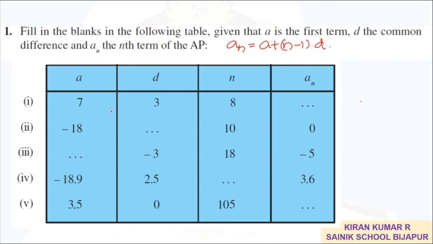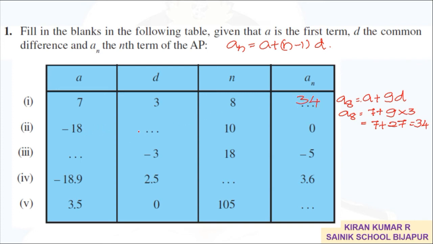Look at the first question. They have given a, d and n. We need to find an. an is a8, which is a plus 7d. So a8 will be equal to 7 plus 9 multiplied by 3. So 7 is added to 27. So we get the result as 34. So this blank is 34.